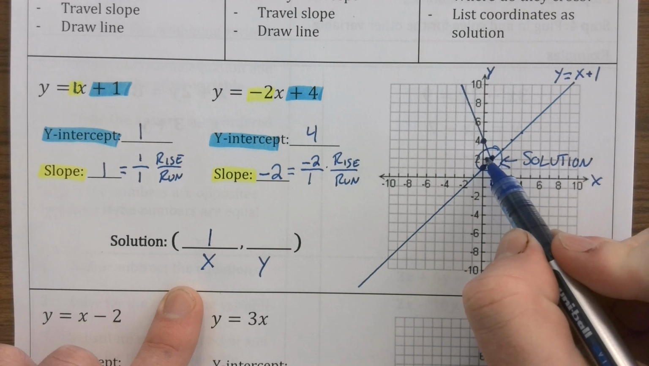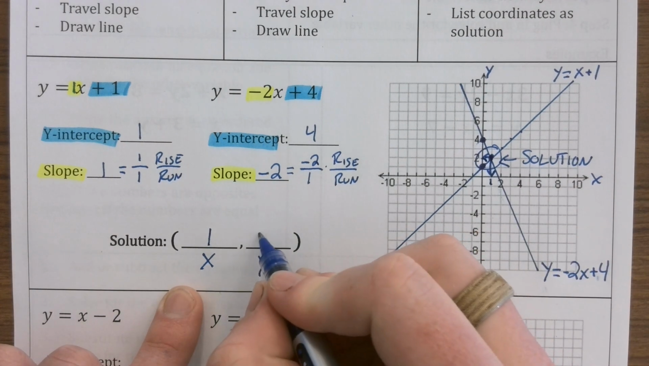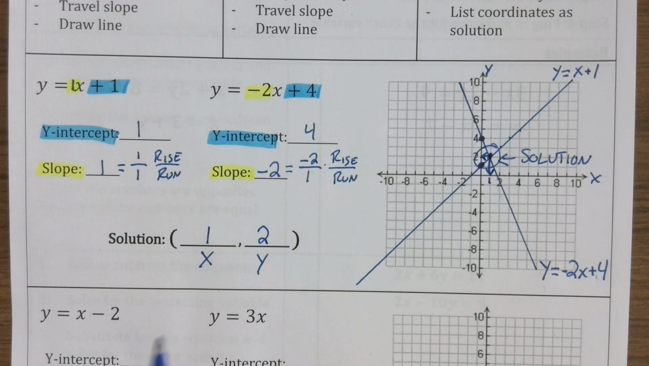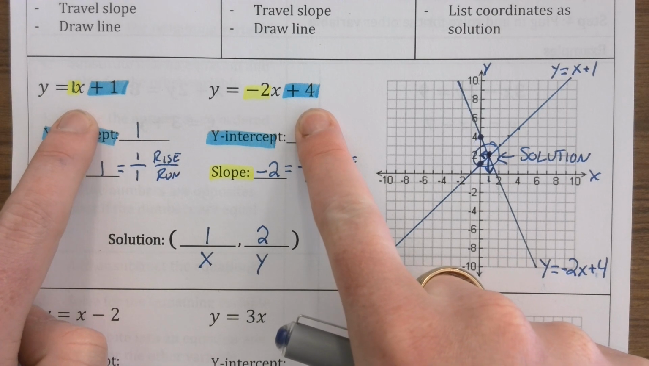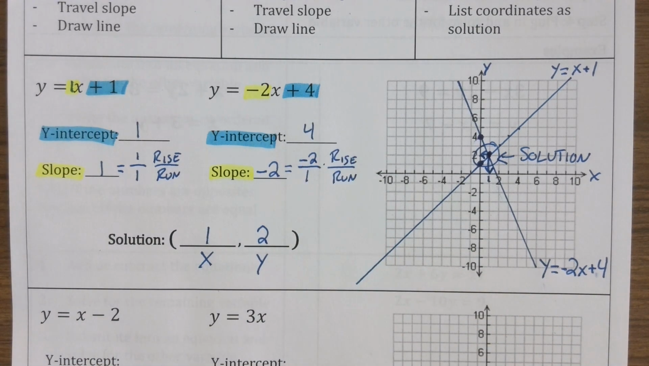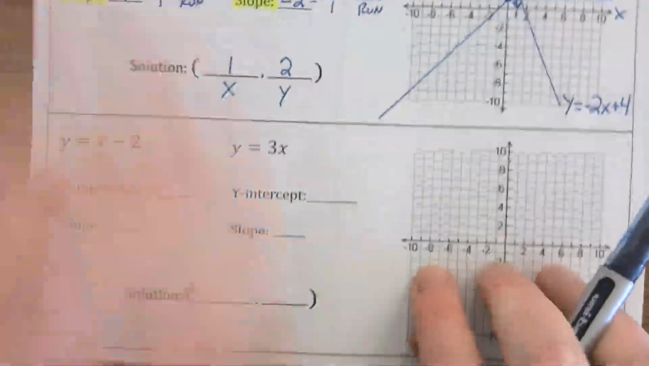Our y value is right here. It's +2. So our solution, where these two equations meet, is over 1, up 2. Those are the only values that we can plug into both equations to make them true. All right, let's look at one more.